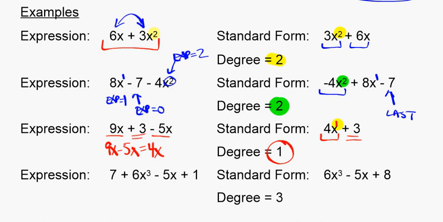Last example at the bottom of your page. This problem has like terms once again. We have a +7 and a +1. Those are like terms. 7 plus 1 gives you 8. That would be your smallest exponent. Your largest exponent in this example is 3, so that goes first. And then your next largest exponent is -5x. That one has an exponent of 1. But the largest is 3, so that's your degree.